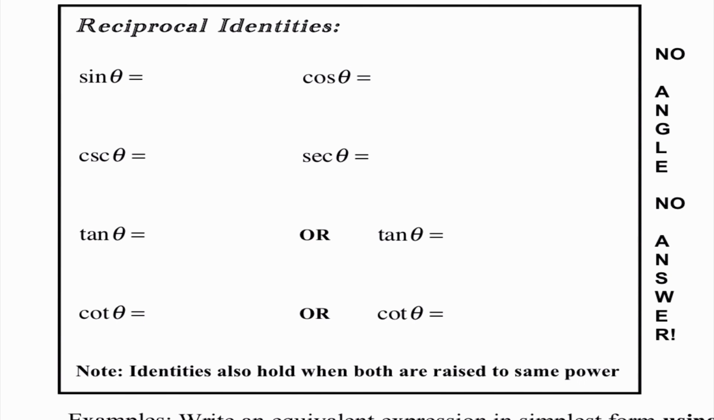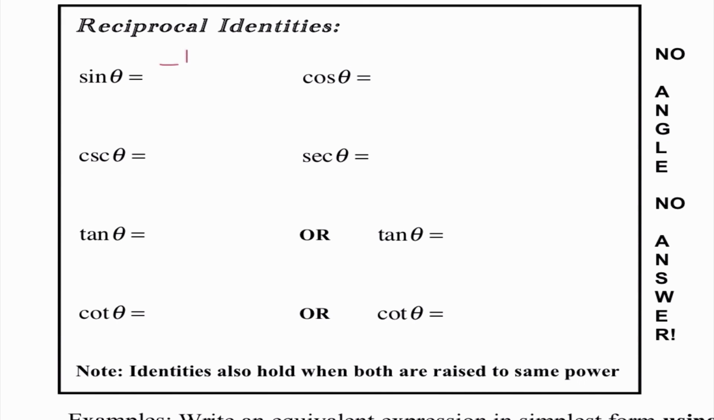The first thing that I want to stress to you guys is that if we don't have an angle, you don't have an answer. So it's really important that we are always writing an angle, because we know that a trig function does not exist without having an angle. So moving on from that.